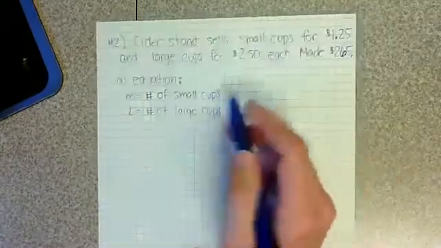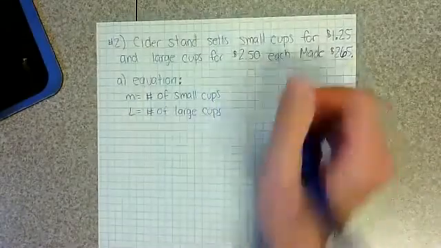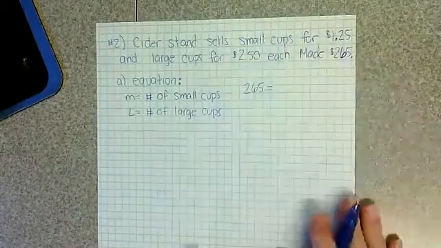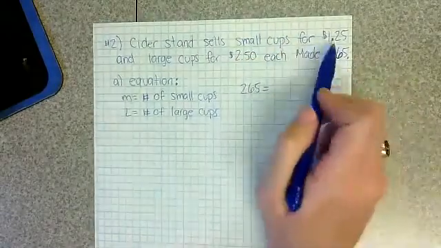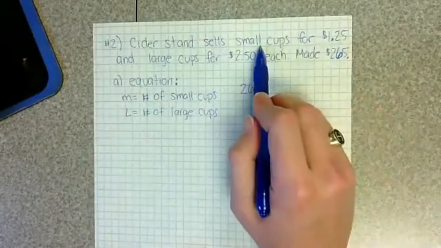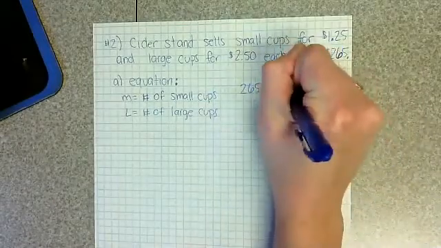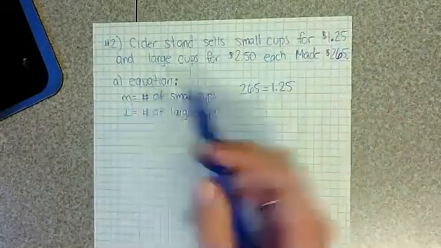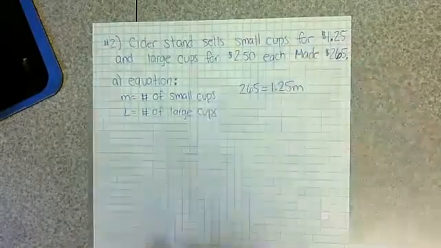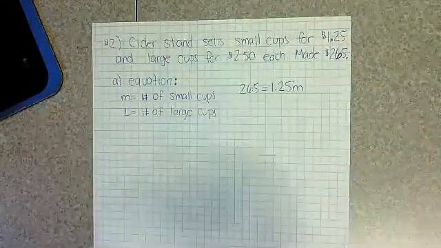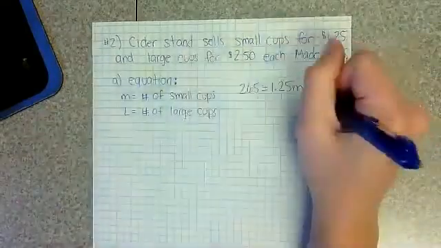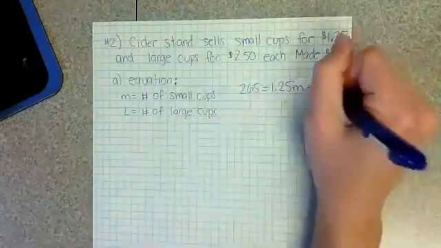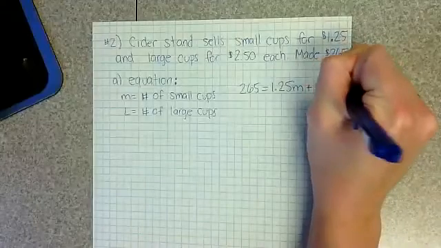So what will happen is this is my total. So I'm going to go ahead and do 265 is equal to 125 for every small cup. So 125 small cups I let be N. So those are going to get multiplied. And plus large cups for 250 each. So that would be 250 L.